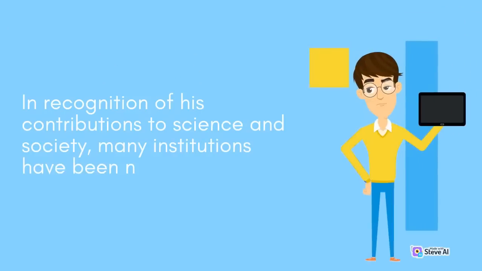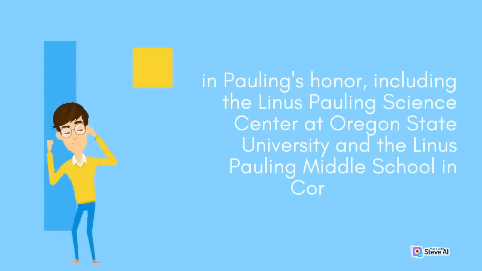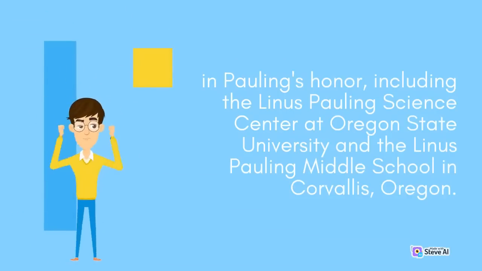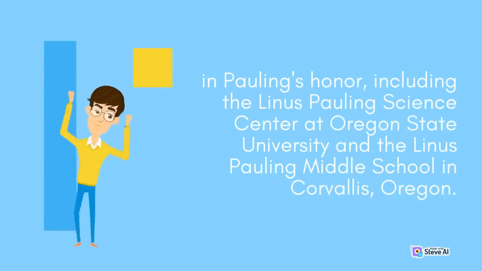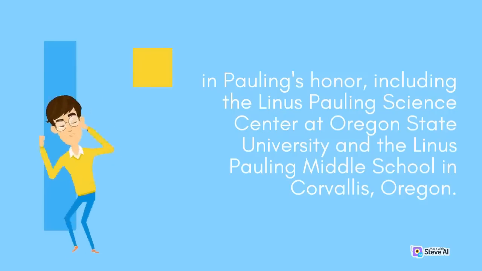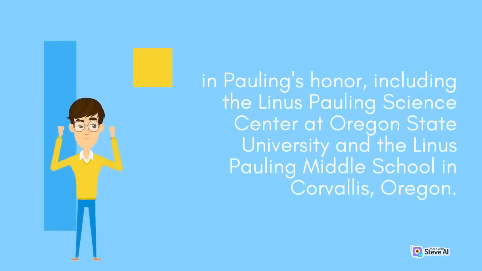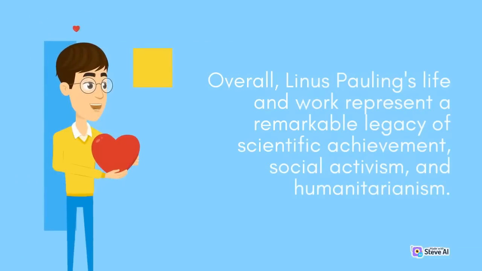In recognition of his contributions to science and society, many institutions have been named in Pauling's honor, including the Linus Pauling Science Center at Oregon State University and the Linus Pauling Middle School in Corvallis, Oregon. Overall, Linus Pauling's life and work represent a remarkable legacy of scientific achievement, social activism, and humanitarianism.